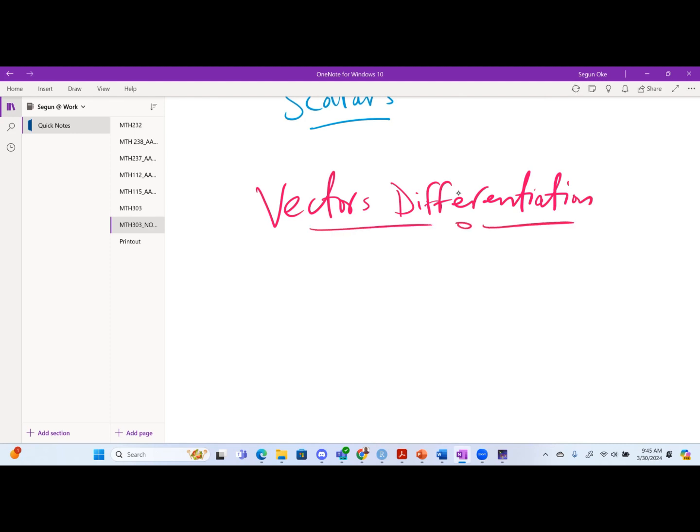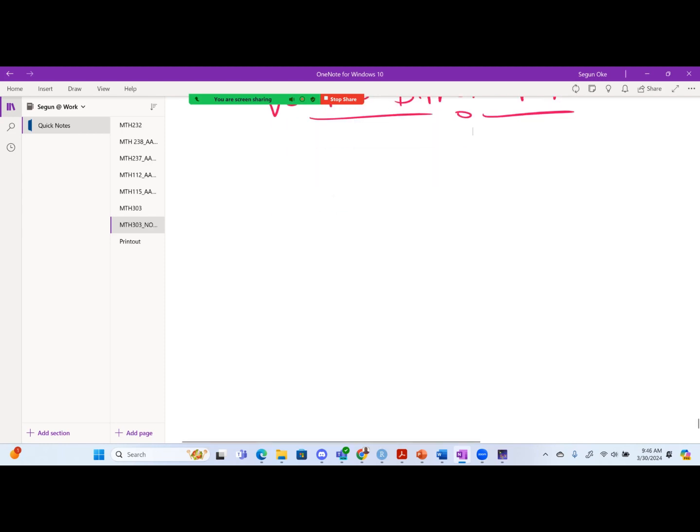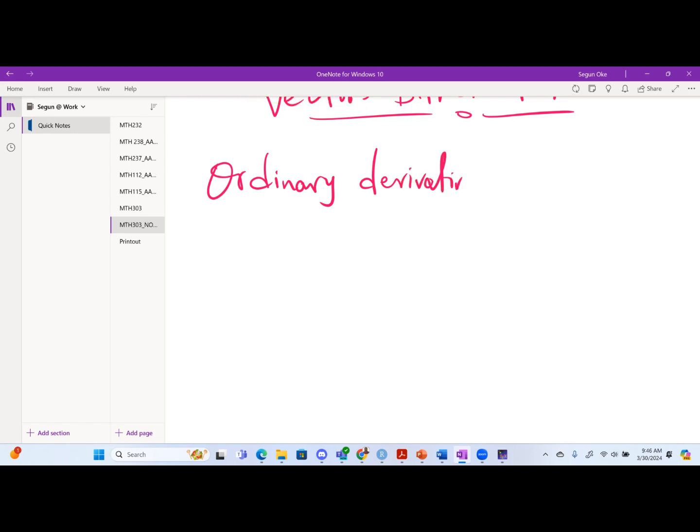On vector differentiation, what comes to your mind? You know that, oh, the dy/dx. Yes, the dy/dx. But for us to get to the dy/dx, we still have some definitions we need to check. So let's look at the definitions here. Here we have the ordinary derivative of vectors.